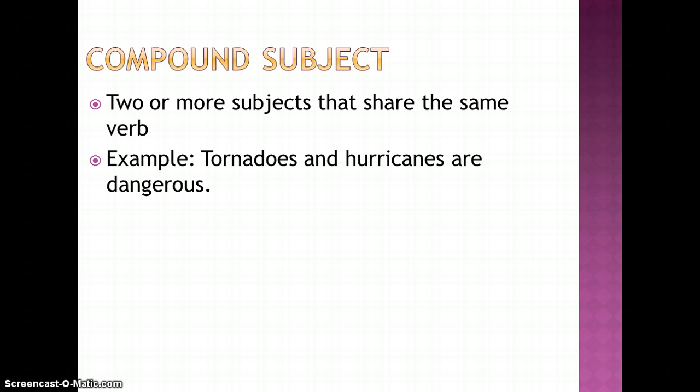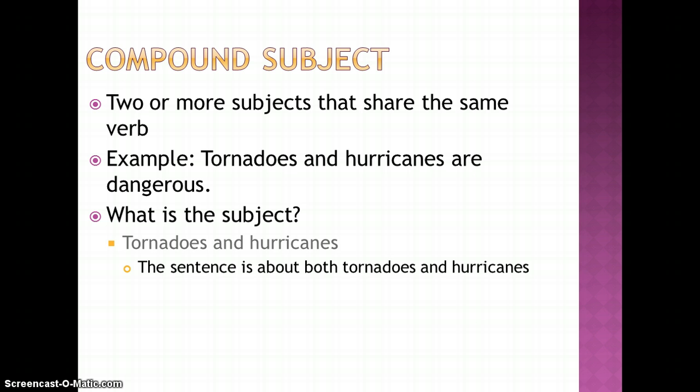Tornadoes and hurricanes are dangerous. So what is our subject? If we're going back in the chapter, what is the sentence about? It's about tornadoes and hurricanes. You would not choose one, even if you're trying to come up with your simple subject. It would be both tornadoes and hurricanes, because the sentence is saying both are dangerous. So the subject is tornadoes and hurricanes. The sentence is about both tornadoes and hurricanes.